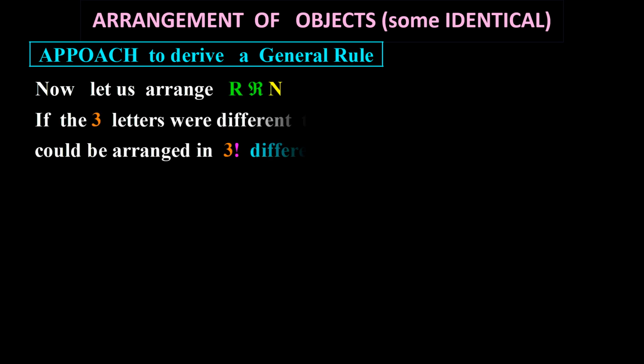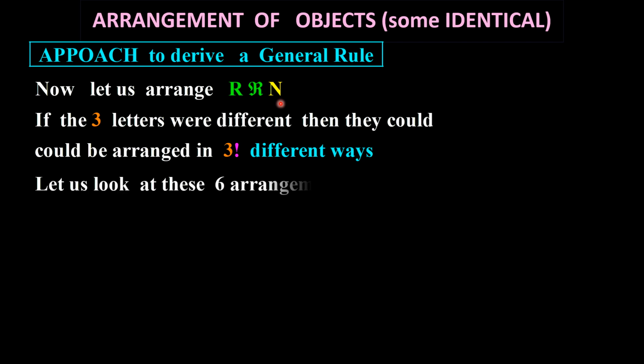Okay, so there are 3 letters that are different, as we said, that we're going to arrange in 3 factorial ways, but they are not different. Let's actually look at those. 3 factorial ways are 6 arrangements. 3 times 2 times 1 is 6. Let's look at the first one.